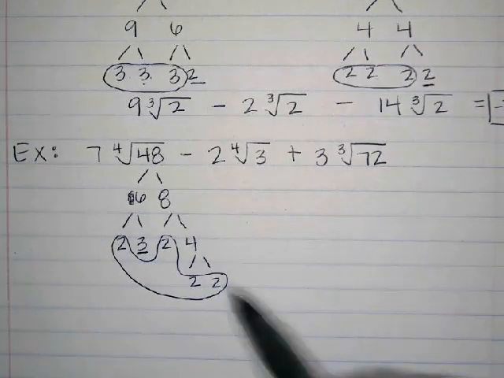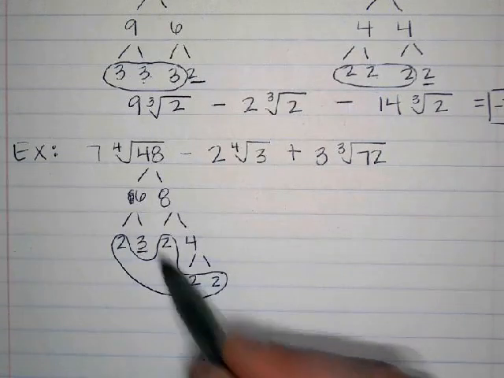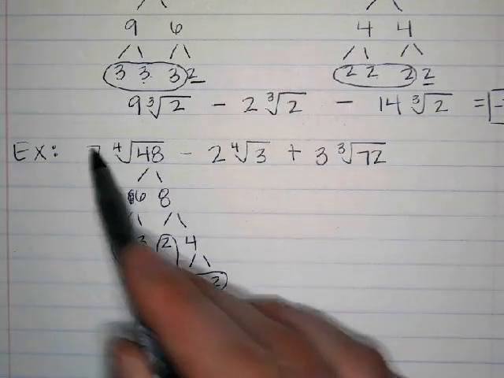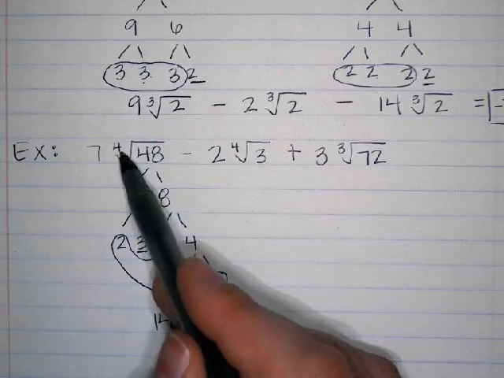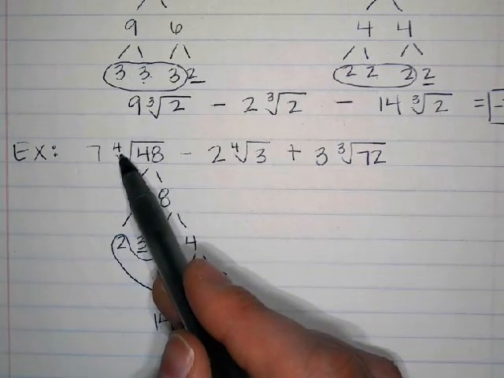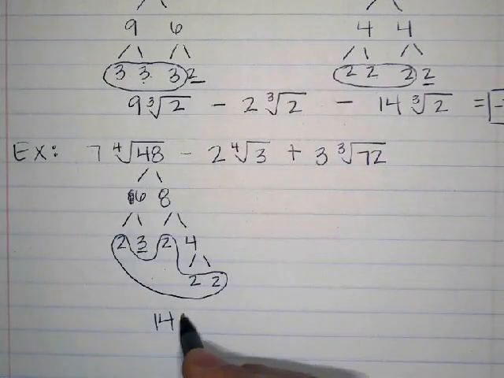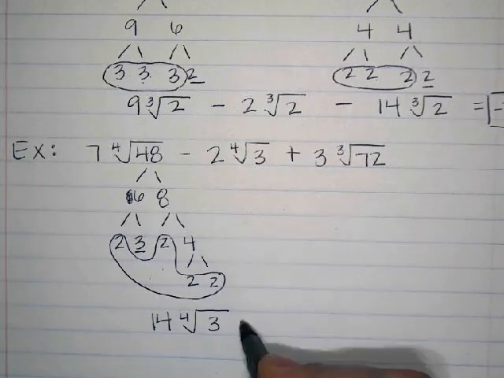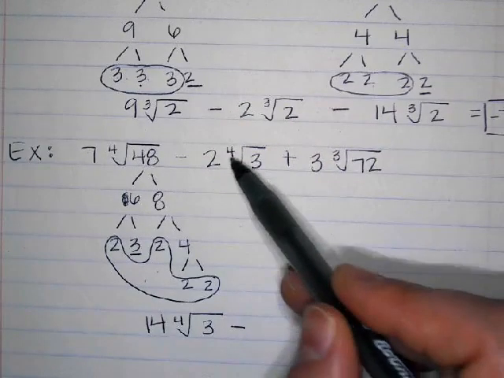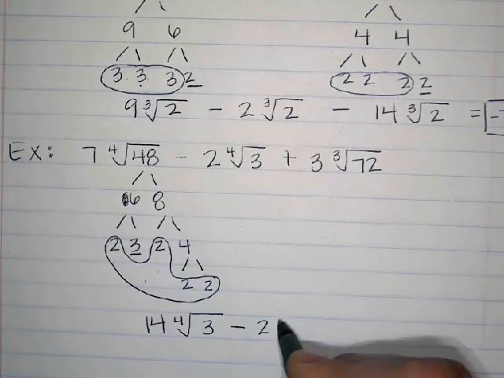And so what is this going to become? 14 quadruples square root. Okay. When we say this, we say 4th root. So 2 times 7 is 14, 4th root of 3. Minus, is there anything we can do with this? No. Okay, minus 2 4th root 3.